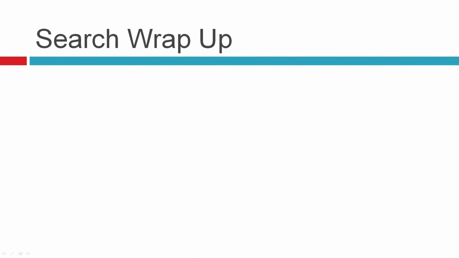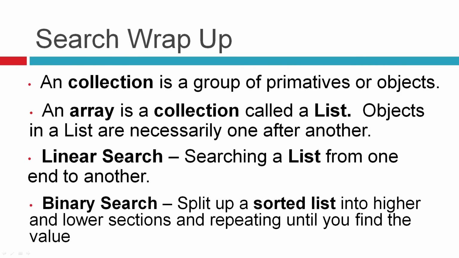Let's review what we've covered up till now. A collection is a group of primitives or objects. An array is a collection called a list. Objects in a list are necessarily ordered one after the other. They don't necessarily need to be sorted, but they need to be in order 0, 1, 2, 3, 4, 5. A linear search is searching a list from one end to the other. You can start at the beginning, 0, 1, 2, 3, 4, 5, or you can start at the end of the list and work your way back to 0.